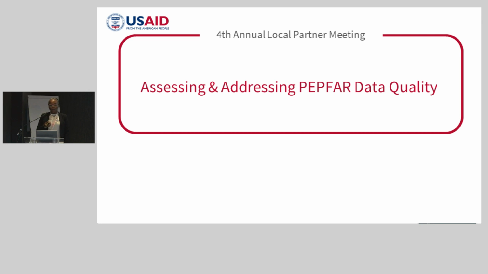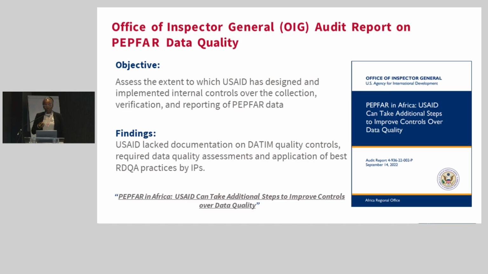So the findings were that USAID lacked documentation, specifically on data quality controls. The second one is around the required data quality assessments, where there's no documentation that either those were done or not. And also there was a lack of documentation on application of best routine data quality assessment practices by implementing partners. So again, as I mentioned, the link is here. If you want to know more about what the report is about, you can read that.